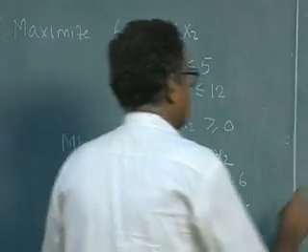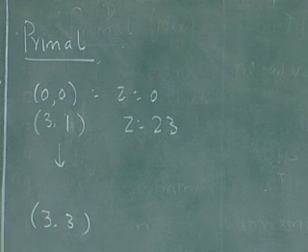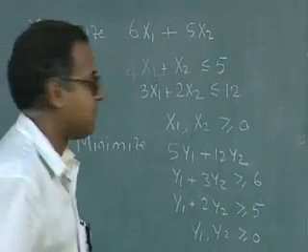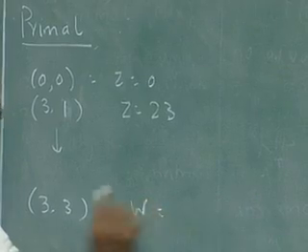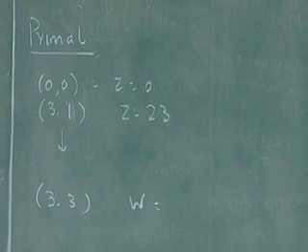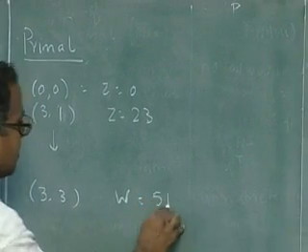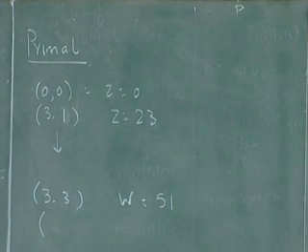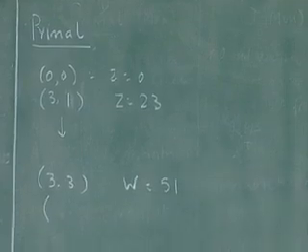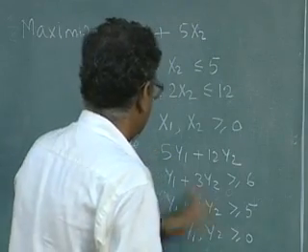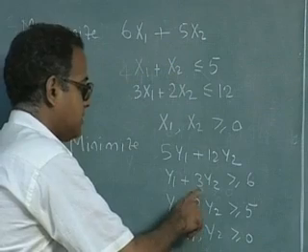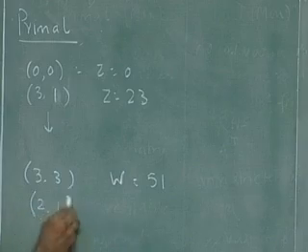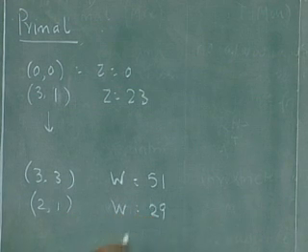For example, the solution (3, 3) would be feasible to the dual: 3 plus 9 is greater than 6, 3 plus 6 is greater than 5. This would have a value w equals 15 plus 36, which is 51. If we consider another solution, say (2, 1), (2, 1) is feasible: 3 into 2 is 6 plus 1, and 4 plus 1, so (2, 1) is feasible with w equal to 22 and so on.